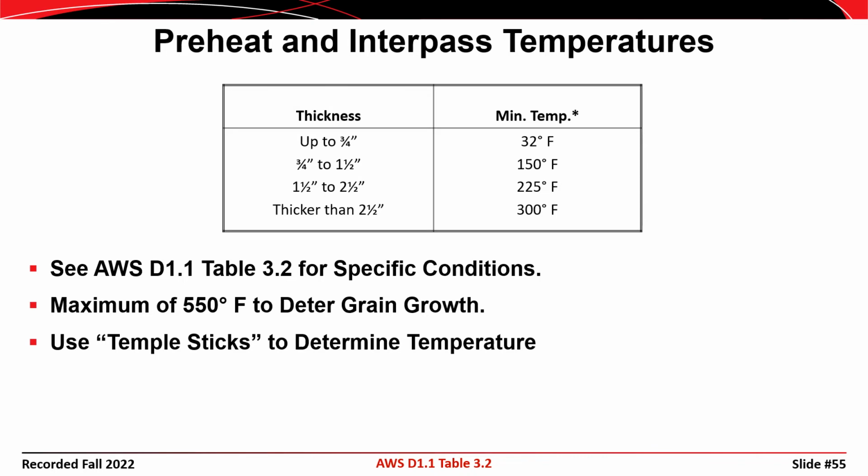If you were welding 2-inch thick plates together, for example, then before you place the first pass, you would have to make sure that the base metal is at least 225 degrees Fahrenheit, and you'd have to make sure that it maintains that temperature between passes as well. There's a maximum of 550 degrees Fahrenheit for your preheat and interpass temperatures, and that's to deter grain growth. Typically welders will use temple sticks in order to determine what the temperature is.